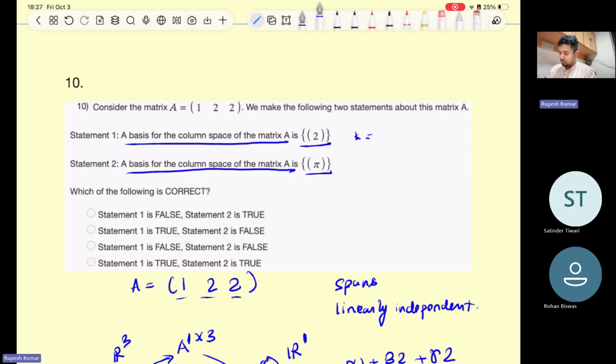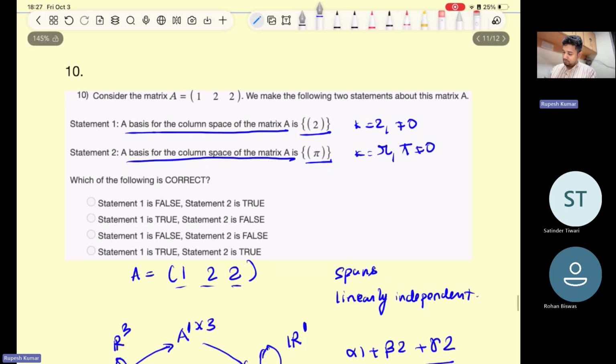So in the first, k equals 2, and 2 is not equal to 0. Here k equals pi, and pi is not equal to 0. So both options are correct. So statement 1 is true, statement 2 is true, right? Anyone, do you have any doubts?